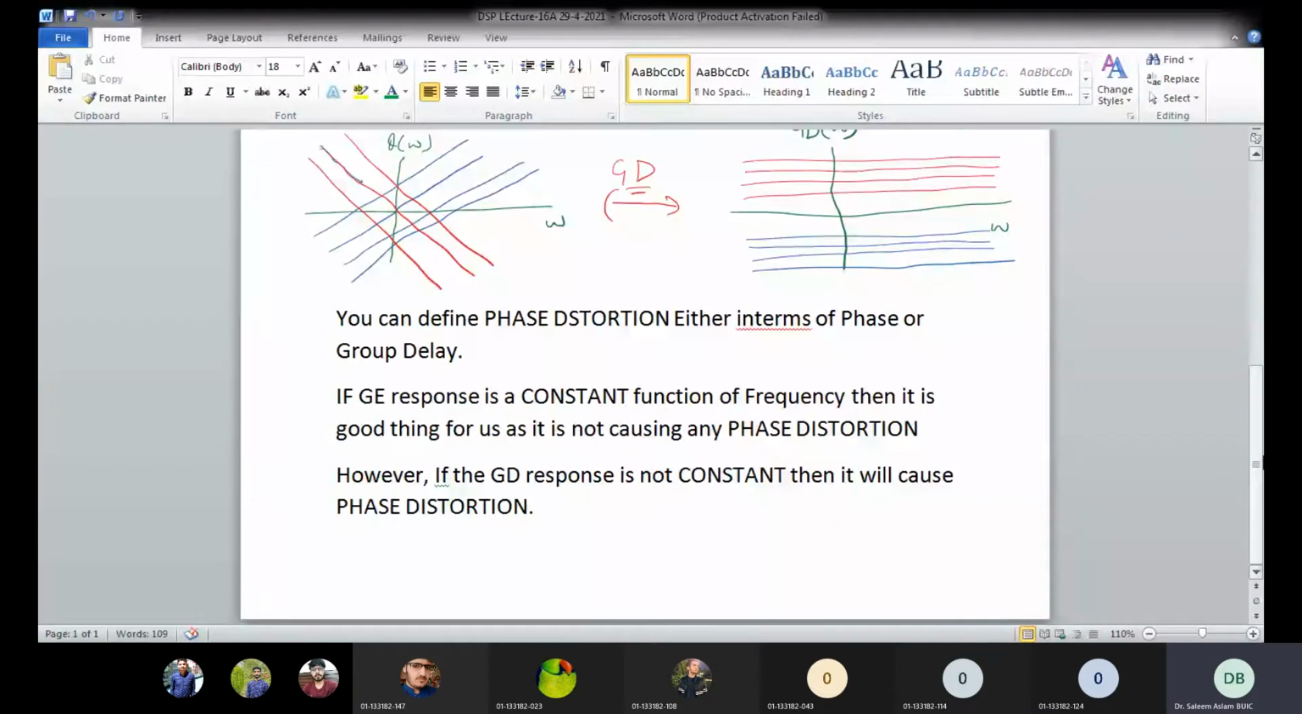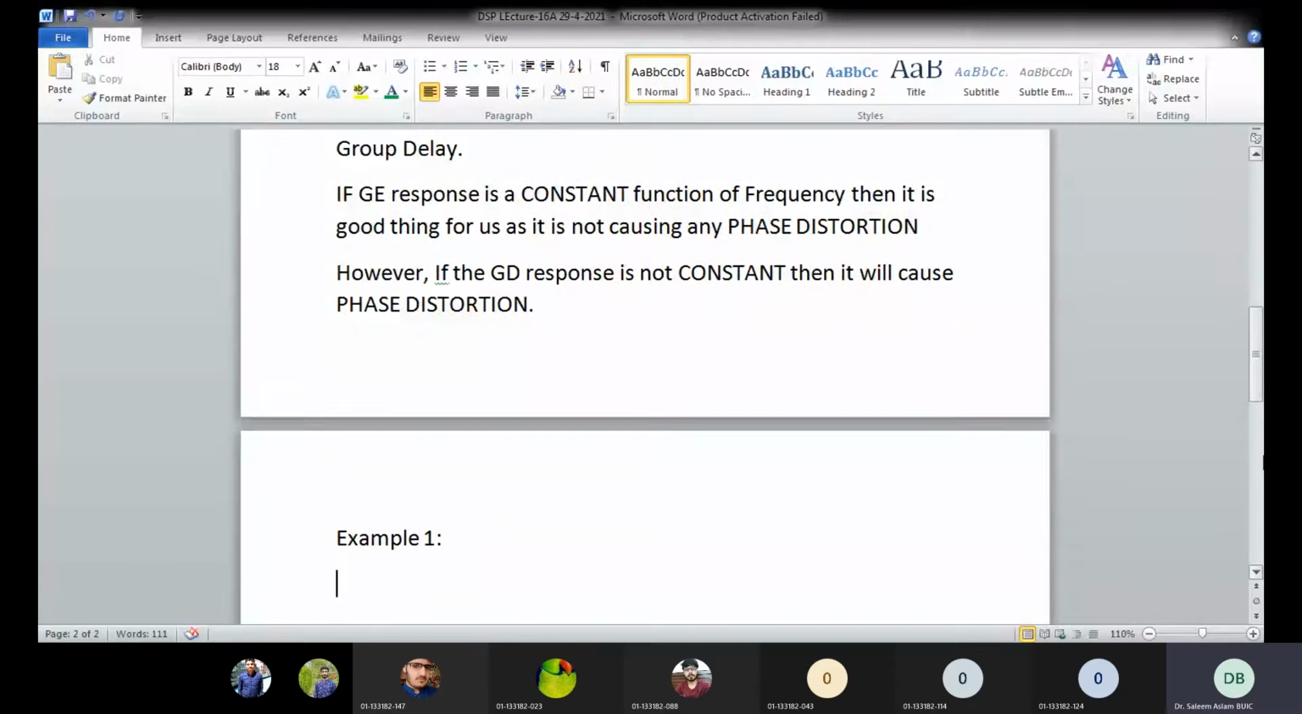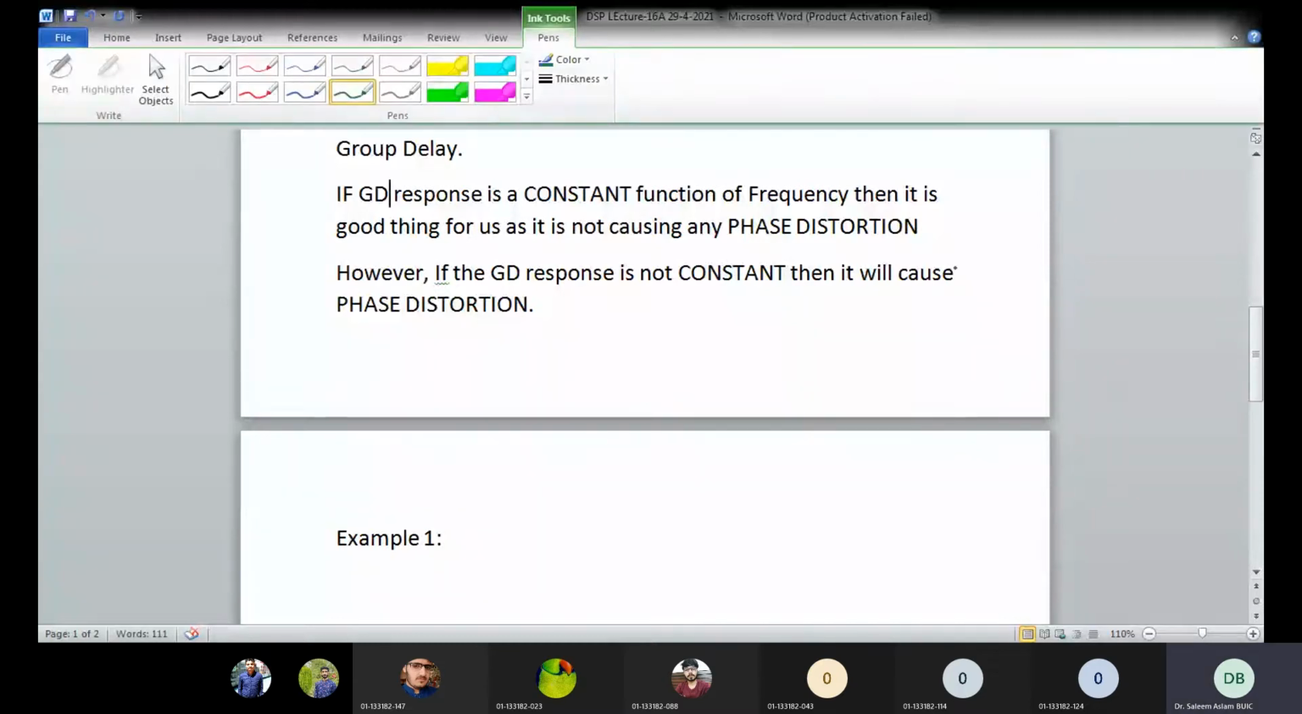Let's define this using two examples. Example number one. Now our concept about group delay and phase response is clear. This is not GE but GD. If GD's response is a constant, we are happy. Let me mark a happy sign here. Because our life would become easy, we have no phase distortion and we are double happy. And if this is a phase distortion, then we are not happy about it.